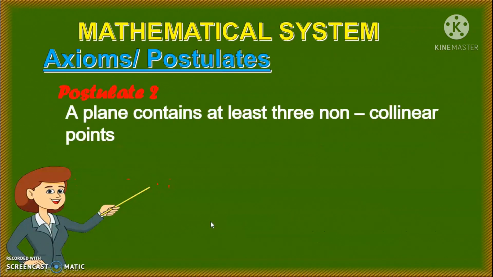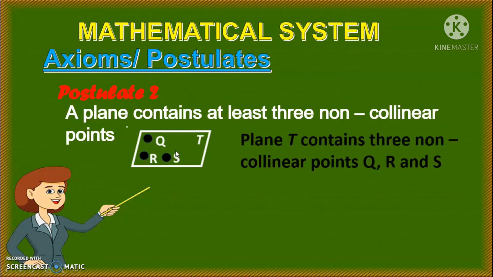Postulate 2: a plane contains at least 3 non-collinear points. Na-discuss na din natin yan sa plane, sa undefined terms. So, you have an illustration. Meron tayong plane T. Kung i-name natin siya, plane T, or we can name this as plane QRS. So, plane T contains 3 non-collinear points, point Q, point R, and point S.